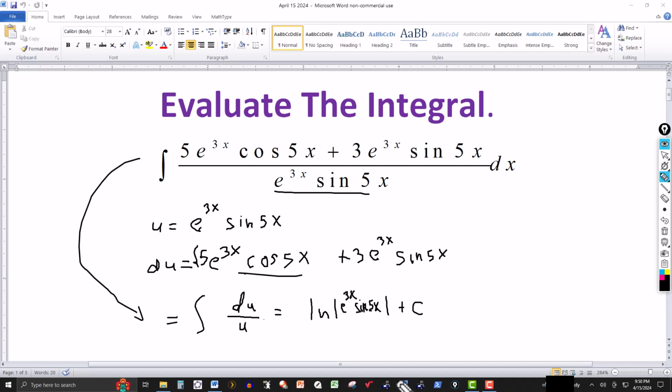So two ways to work it. Probably the first way would have been the easier way, because you can go ahead and cancel the e to the 3x from the numerator and the denominator, and then proceed to solve it the way I did.